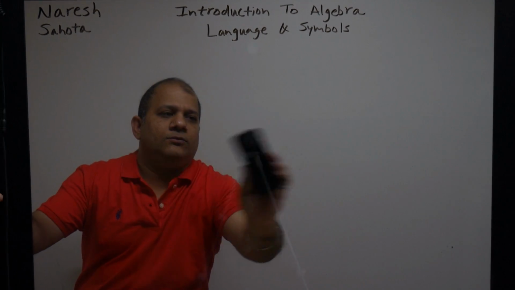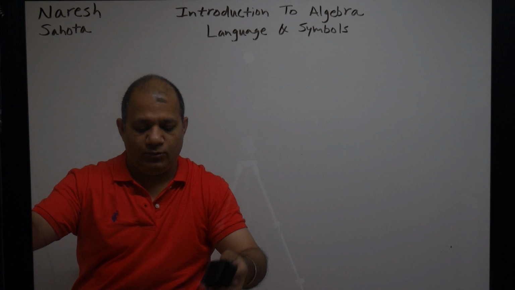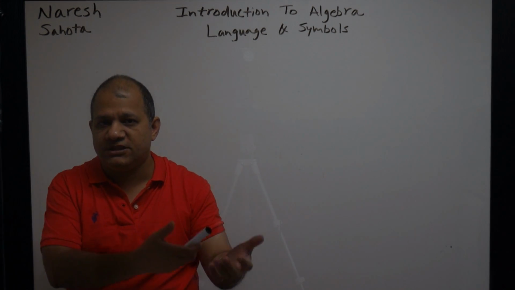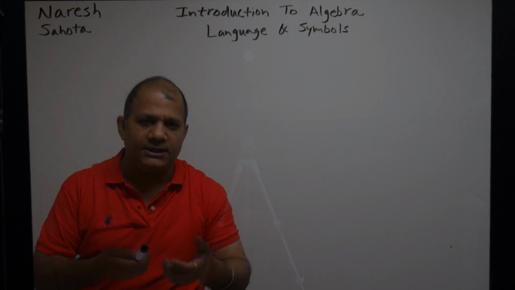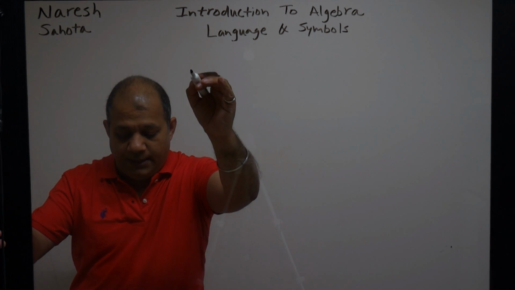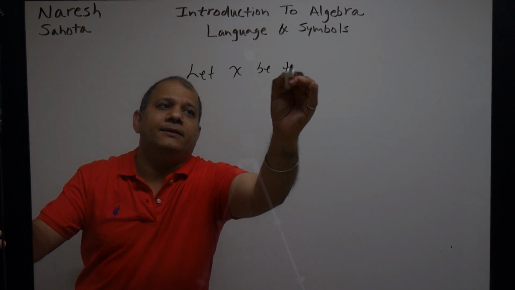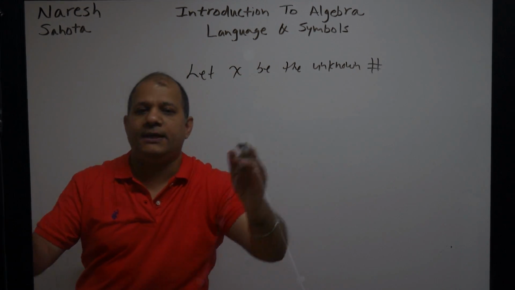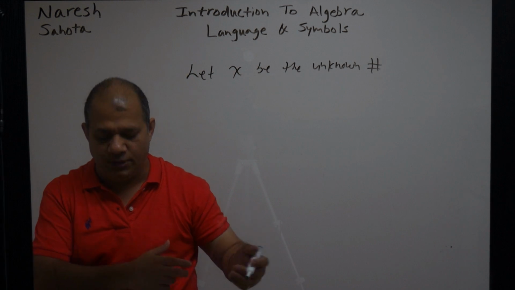Now, in algebra, we also use letters, and we call them variables. So if we don't know something, for example, a number that we want to find out, if we don't know what that number is, it's unknown, we can say let x be the unknown number. We don't know what that number is, so we just say let x represent that unknown number.